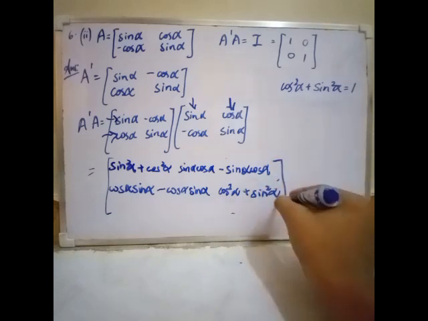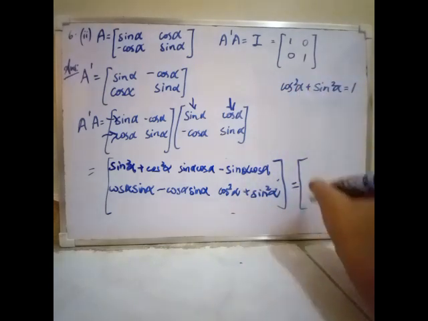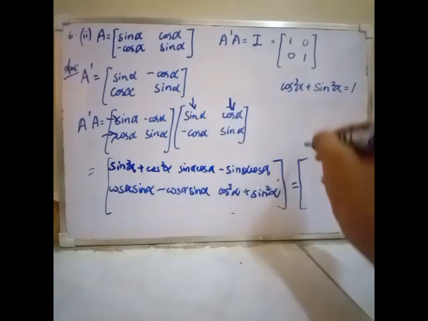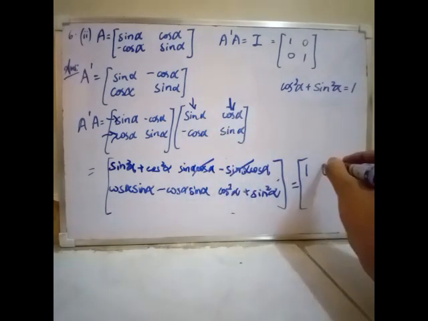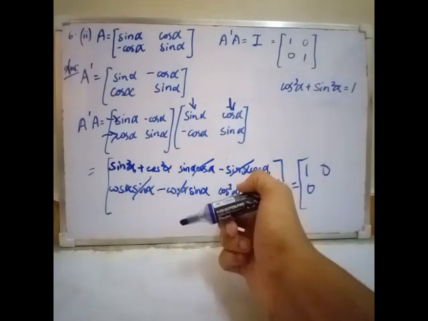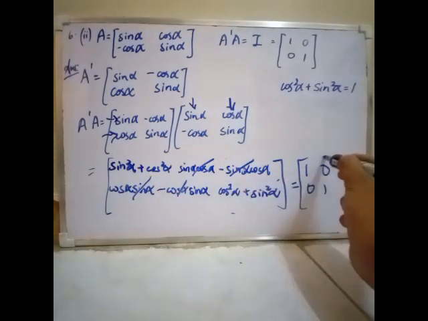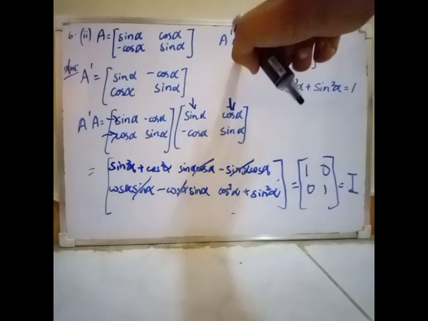So again we have to use the same property, cos squared plus sine squared is equal to 1. So the first one, by this property, would be 1. These two will cancel each other out, so 0. These two also will cancel each other out, 0. And finally this also would be 1. So this is the identity matrix, and thus we have verified this part of the question.